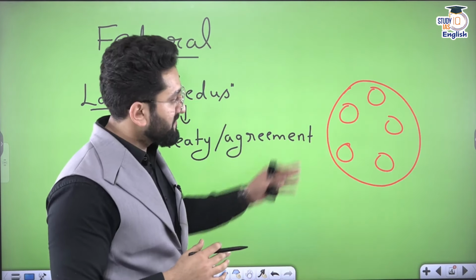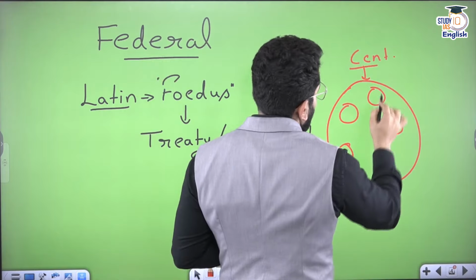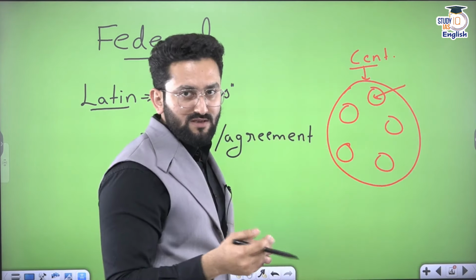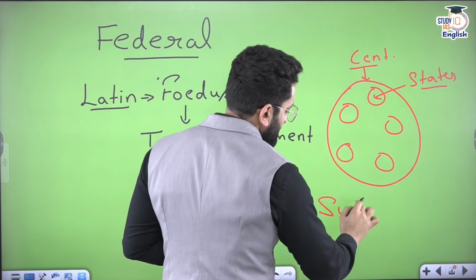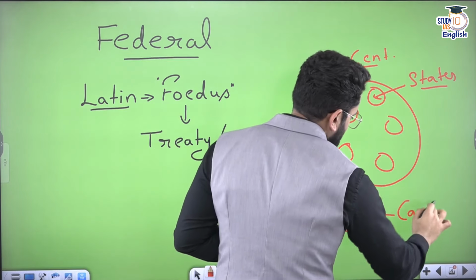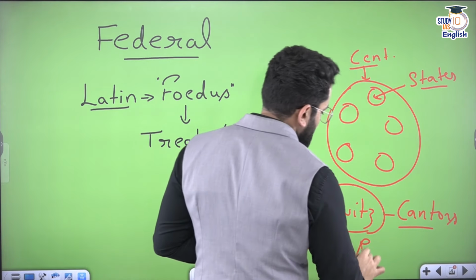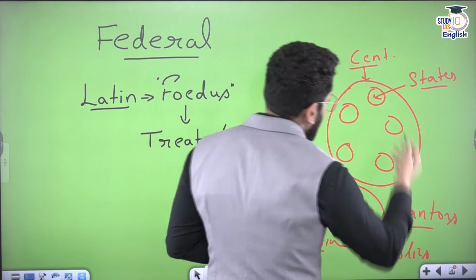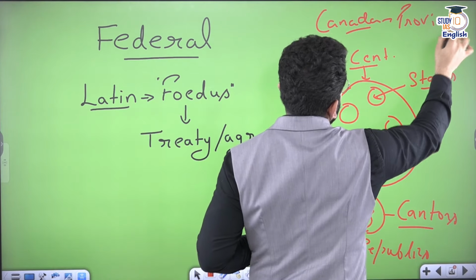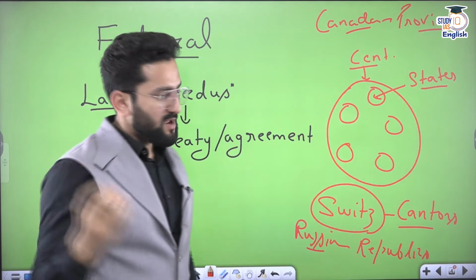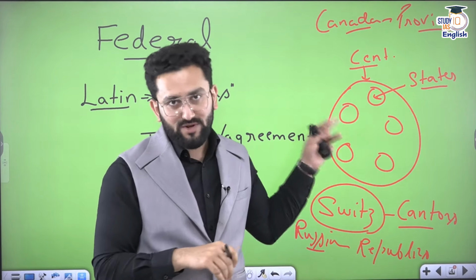They can join together and form one bigger unit, and this bigger unit can be called the center, and these small units can have different names. For example, in the case of India, we call them states. In the case of Switzerland, they call them cantons. In Russia, they call them republics. And in the case of Canada, they call them provinces. So there can be numerous names, but the context is some small units joining together and a bigger unit being formed, right?